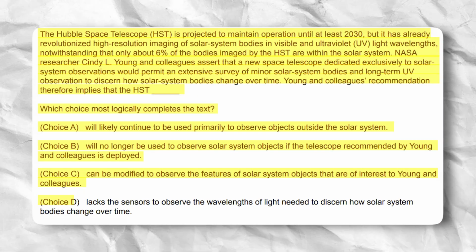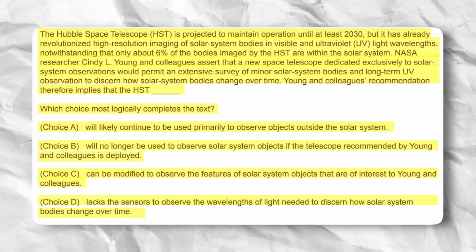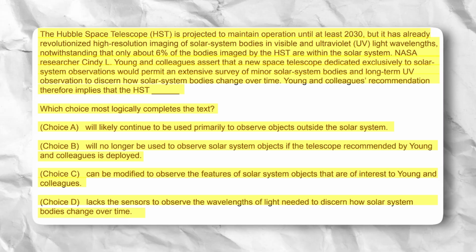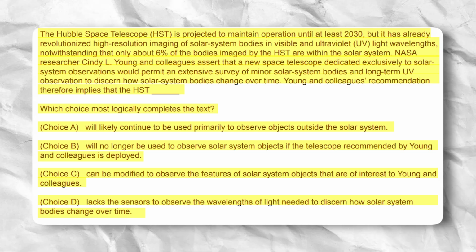And D: lacks the sensors to observe the wavelength of light. They are not criticizing the existing telescope, and they are not talking about what is lacking in that. They are suggesting a new one which is focused to find small objects. So we can minus the last three options, B, C, and D. We are left with option A, and that is your correct option.